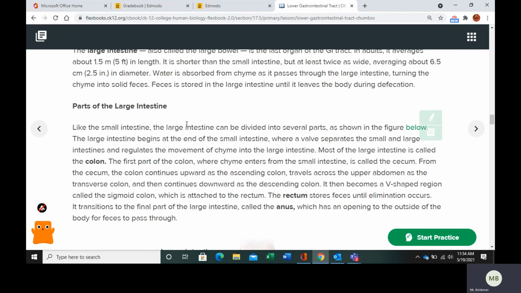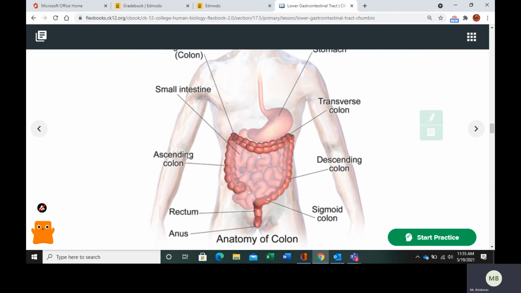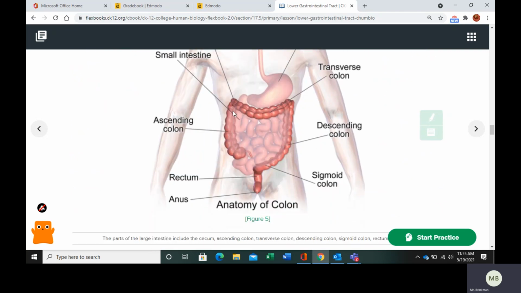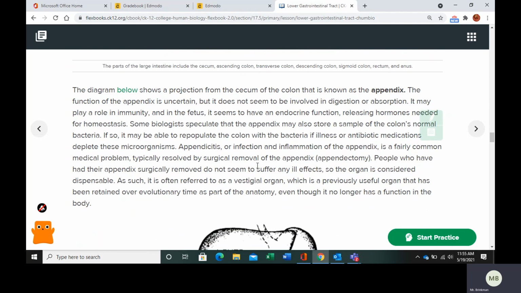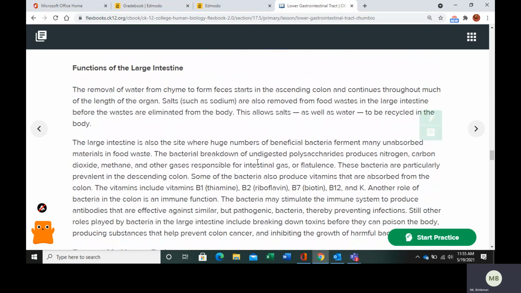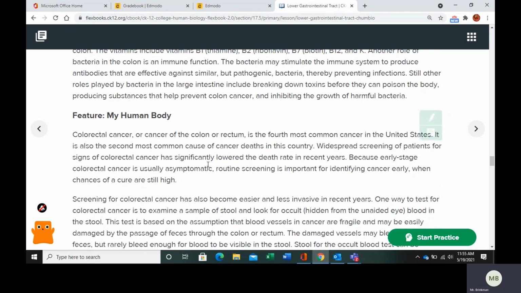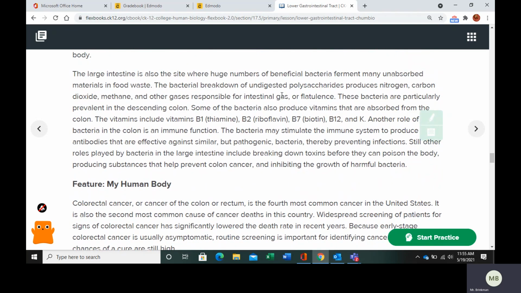So the large intestine can be divided into several parts. Most of it is going to be called the colon. So we have the ascending colon, the transverse colon, the descending colon, and the sigmoid colon. All right. So I already went over that. So hopefully that makes sense.